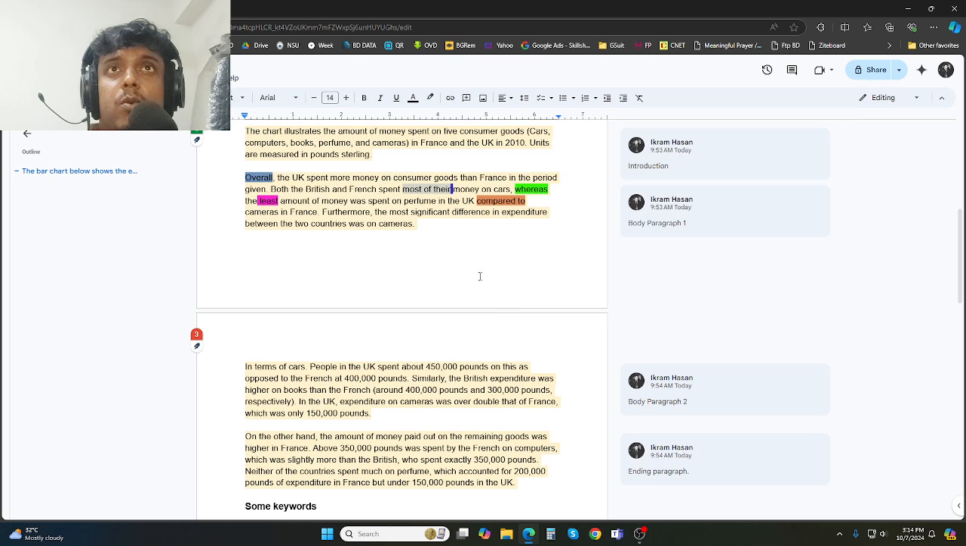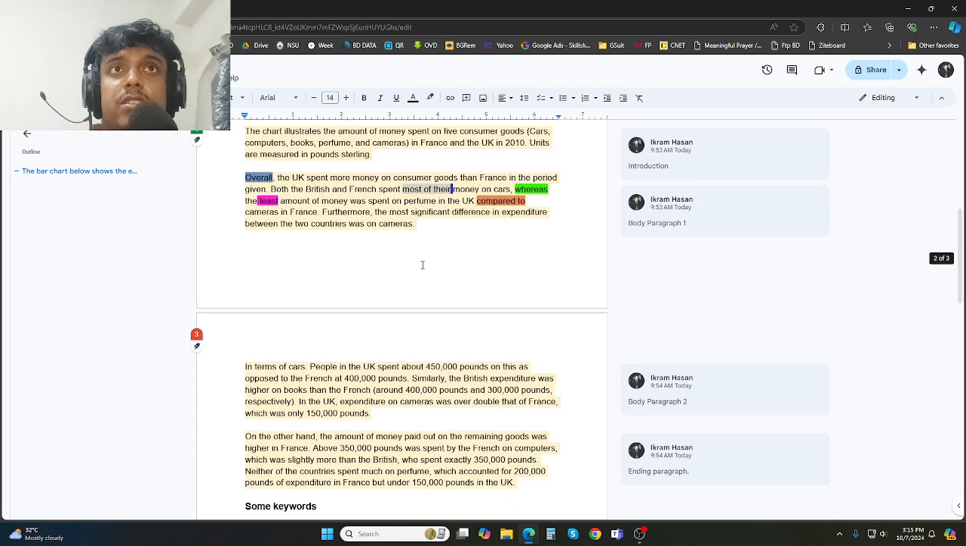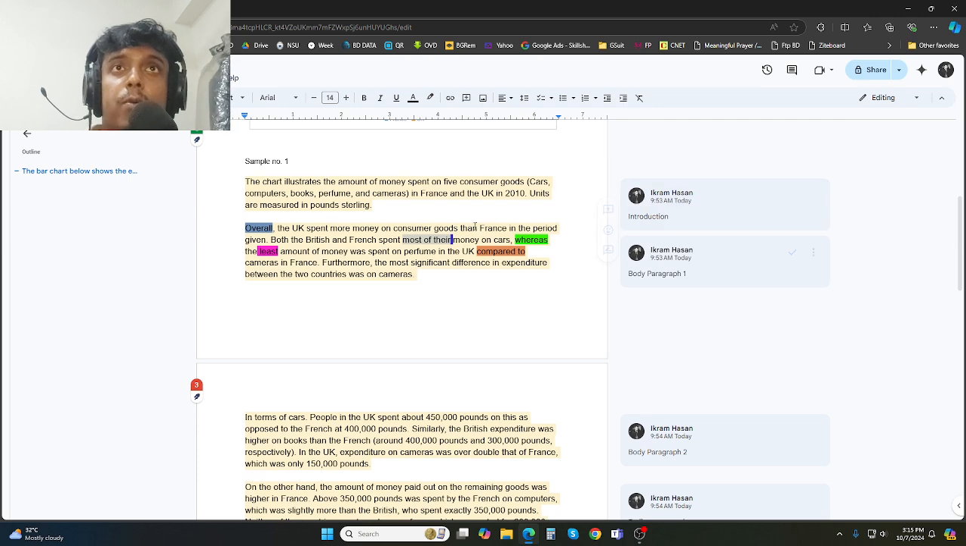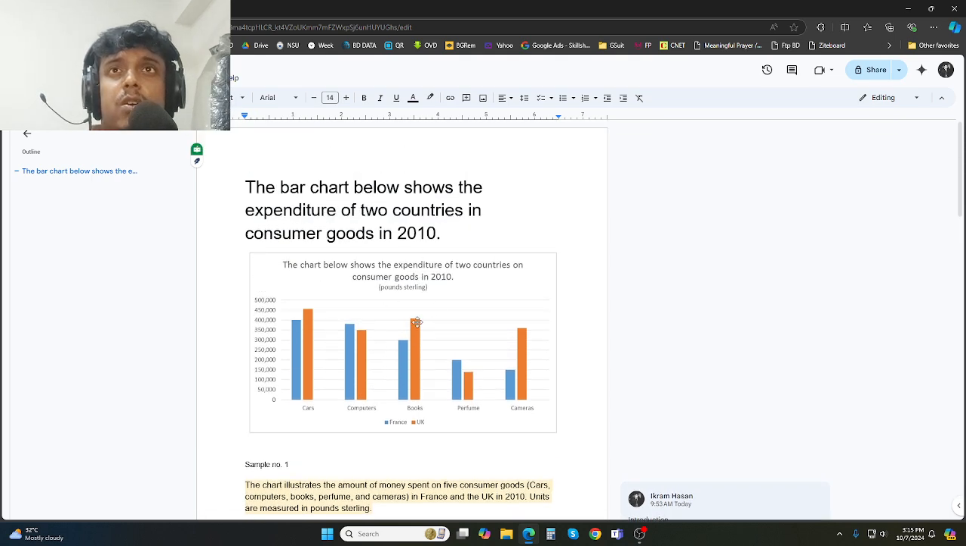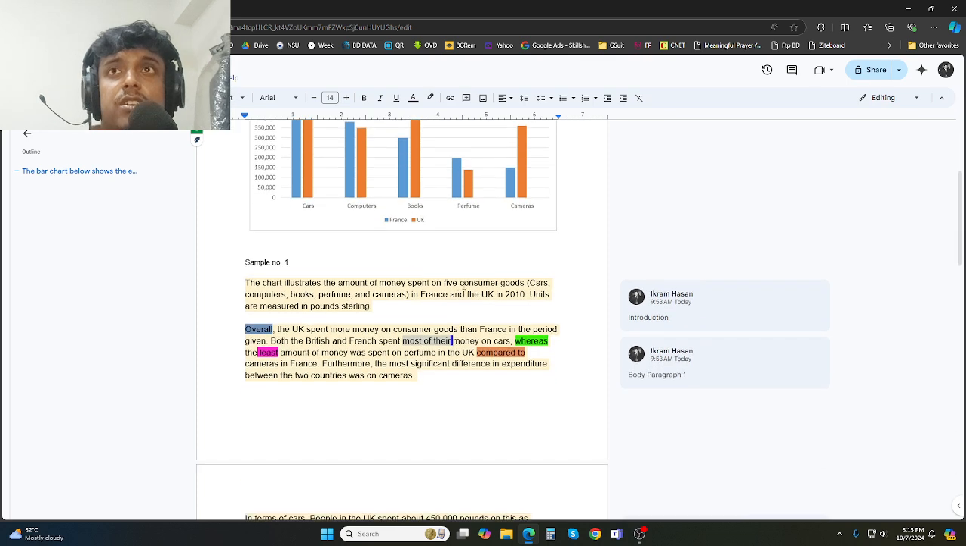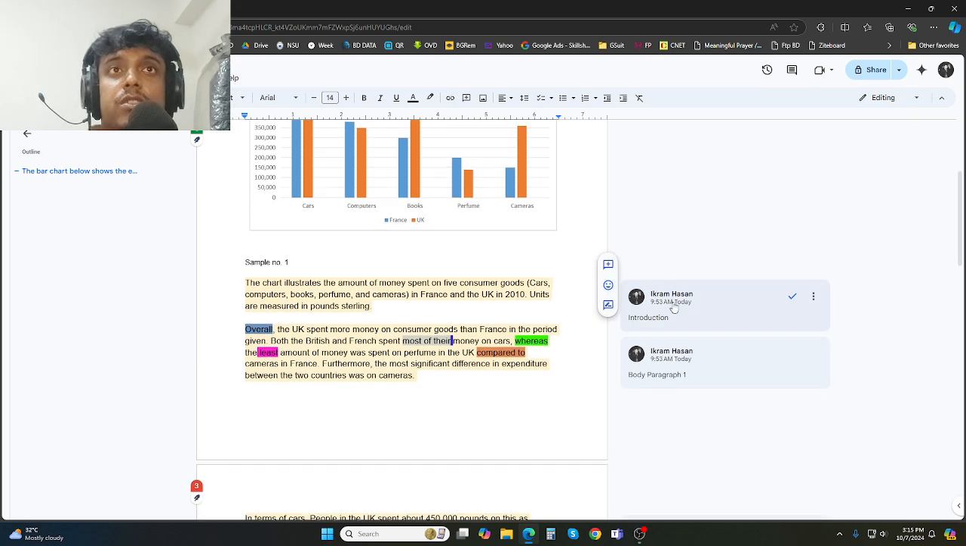Mainly, while we are writing for task 1, we should remember the task 1 mostly consists of 4 paragraphs. Most of you might know that the first paragraph is called introduction. It's nothing but rephrasing the idea which is shown on the bar chart. So over here we can see the chart illustrates the amount of money spent on 5 consumer goods, and the goods are shown over here in France and UK and the year given. So this is the introduction part.